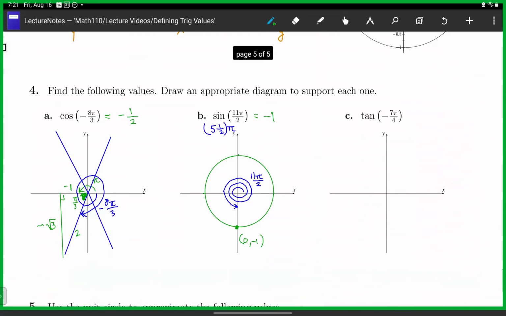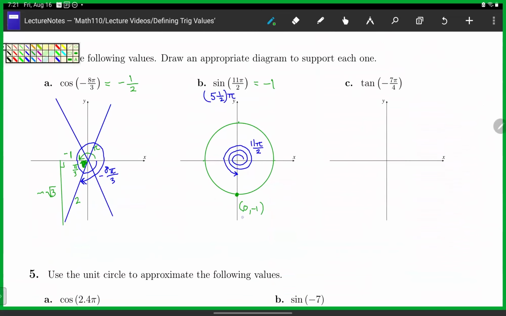On the terminal side, I can use the point 0, -3. And in this case, r would be the distance of this point to the origin, which would be 3. And so the sine of 11 pi over 2 would be the y-coordinate, which is -3, divided by r, which is 3, which simplifies to -1. But in general, I think it's more helpful to use the unit circle in this case.